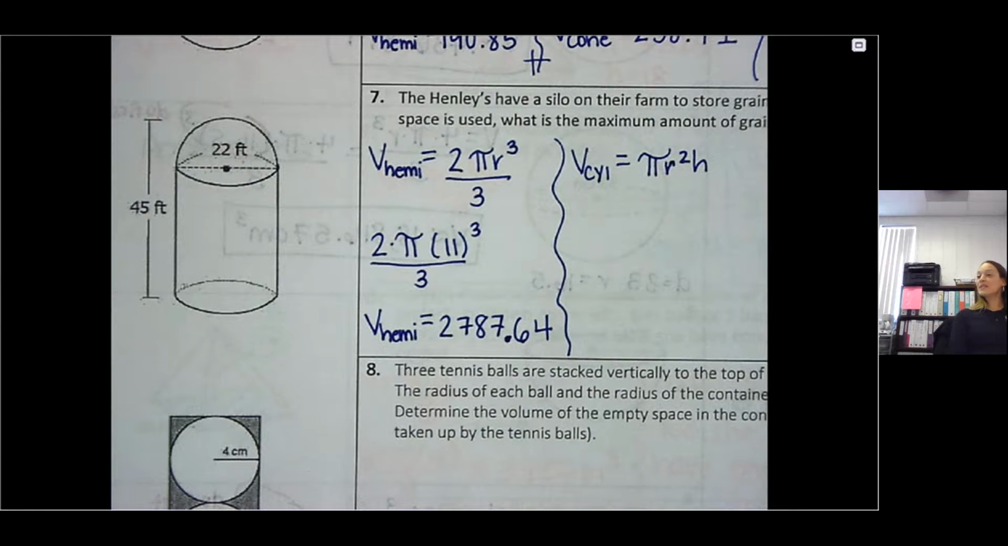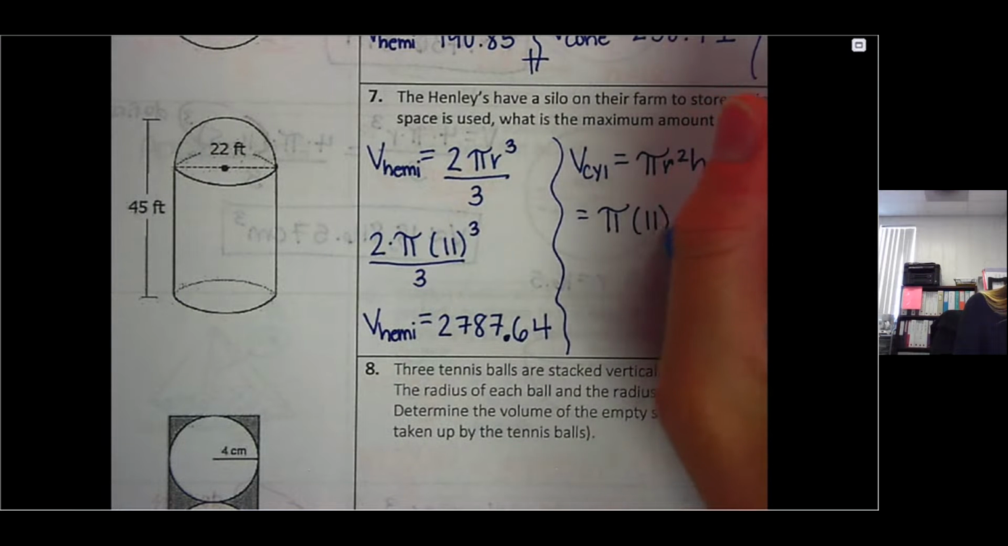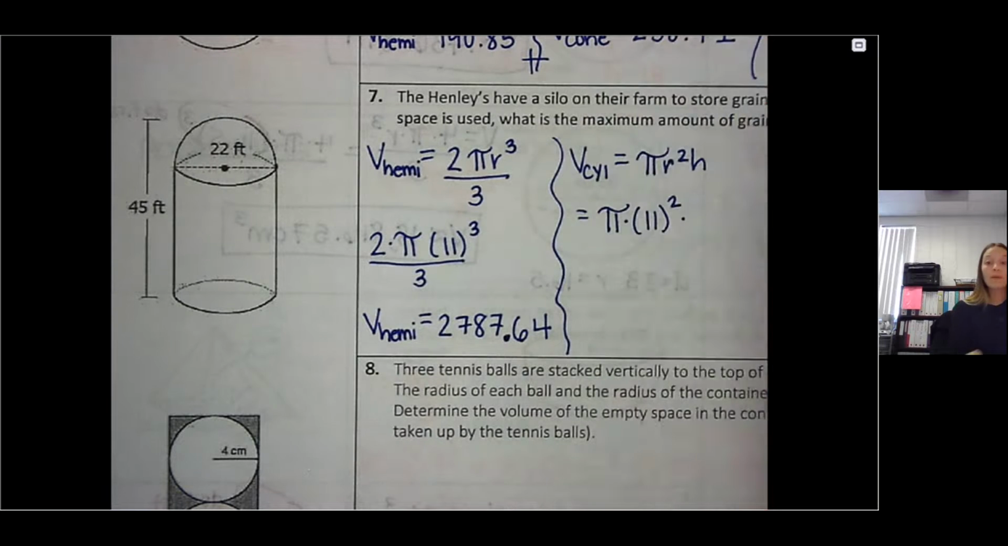So again, easy peasy. We just gotta plug in some things. What's my radius? It's the same thing. Radius is 11 and our height is, what's the height? 45, but you gotta subtract the... You gotta do something else.